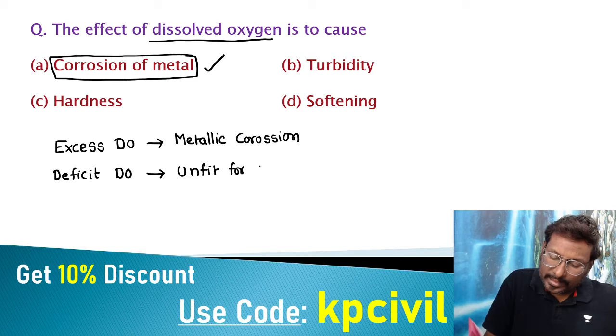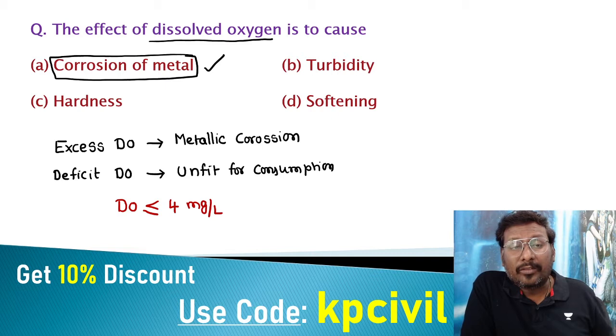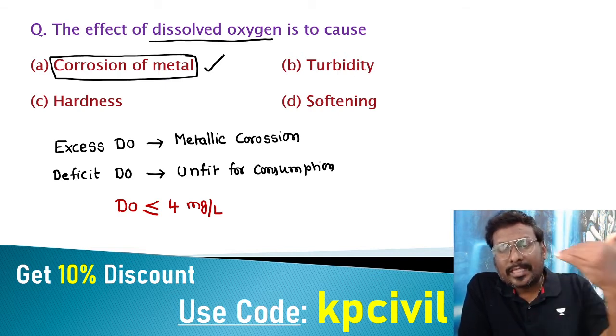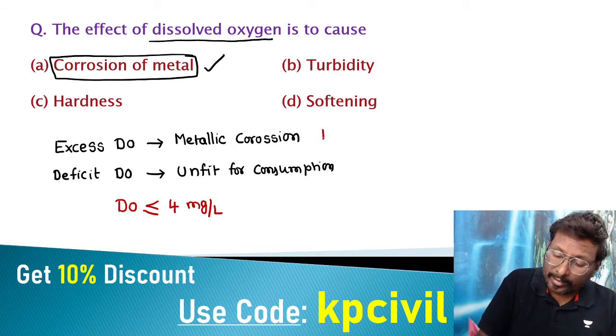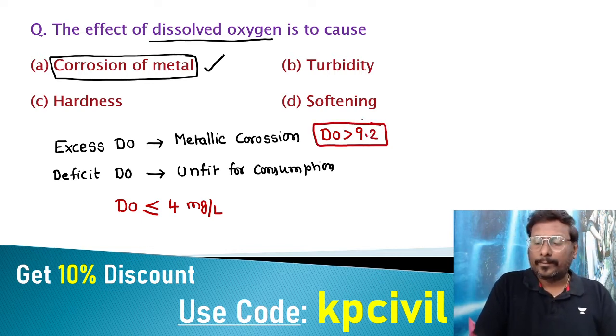Unfit for consumption. When you can say DO deficit, less DO, very less DO, less than 4 mg per liter. Aquatic organisms unable to grow, and human consumption also not suitable. Deficit DO less than 4. So excess DO greater than saturated value, DO greater than 9.2 milligram per liter, it will cause metallic corrosion.